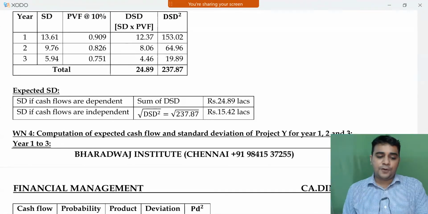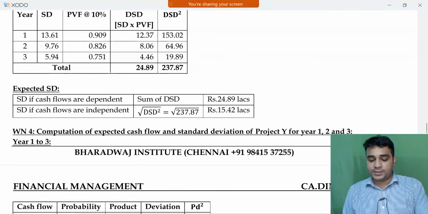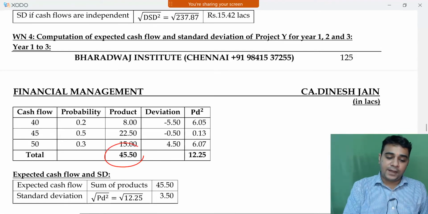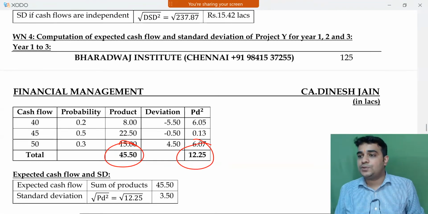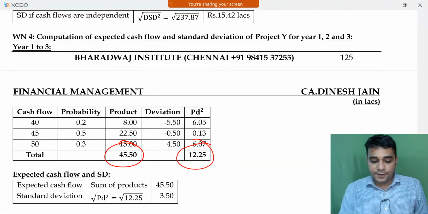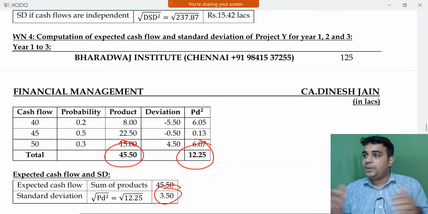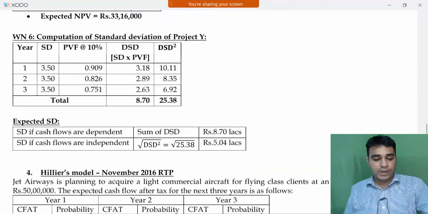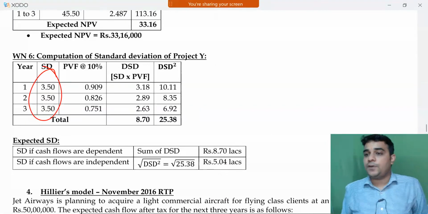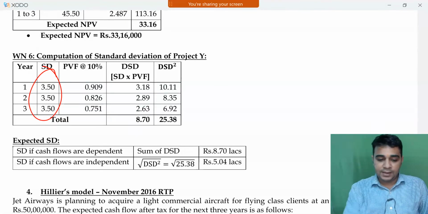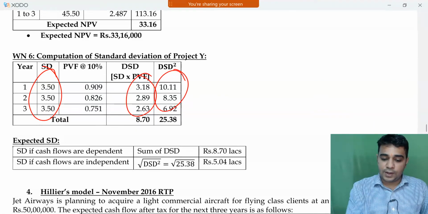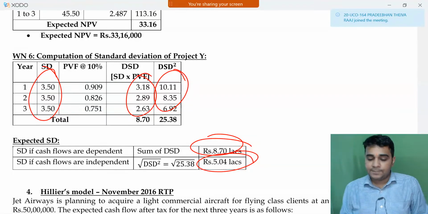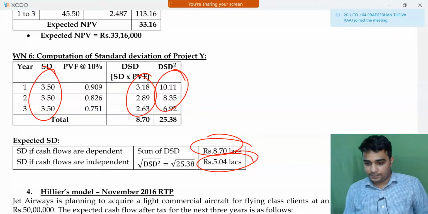When you repeat for project Y, the only thing I was saying is this 45.5 will be the same for year 1, year 2, year 3. Same 45.5 and same 3.5. It's not going to be different for different years because they have given only one number. So when you did standard deviation, see here, same 3.5 for all the 3 years. Same 3.5, DSD, DSD square, sum of DSD and square root of DSD square.